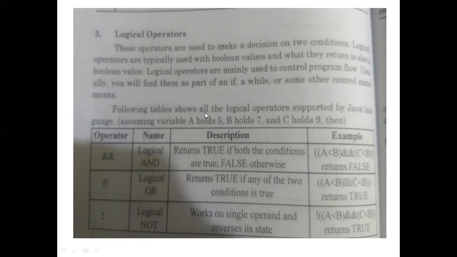So for example, the value of A is 5, B holds 7 and C holds 9. Then this is ampersand, this is known as logical and.